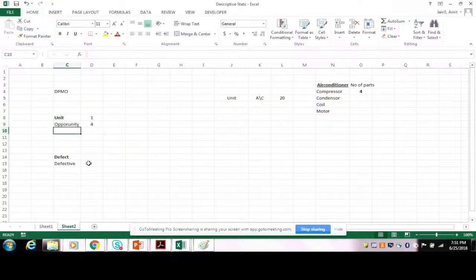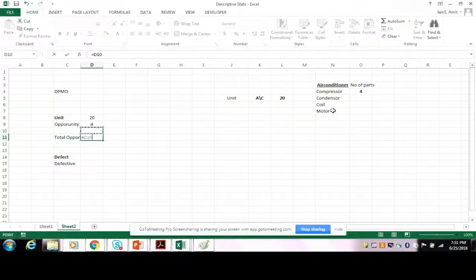So just a few concepts. Defect is anything which is not meeting the requirement. So if a motor has to function a certain way, and it doesn't function that way, or it is not working, then it's a defect. So what we are doing is, we are producing 20 ACs. Every AC has got 4 opportunities for defect. So the total opportunity would be 20 multiplied by 4, which is going to be 80.